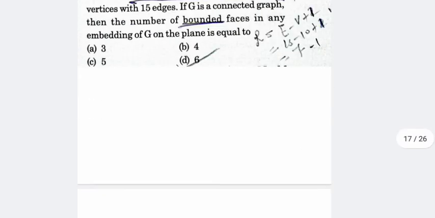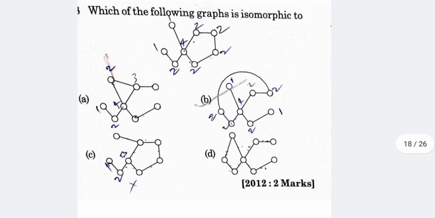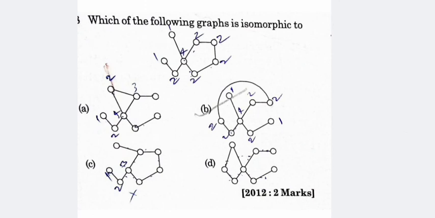Now come to the next question. Which of the following graphs is isomorphic to...? One graph is given, and we ask which graph is isomorphic to it. There are four options, option A, B, C and D. Now we just apply all 5 rules to check them. After satisfying these 5 rules, we easily identify the isomorphic graph.